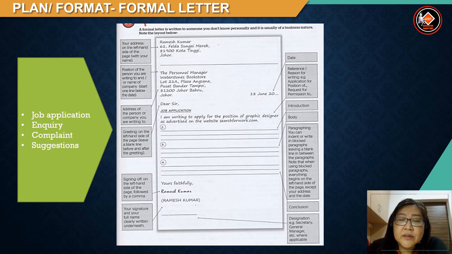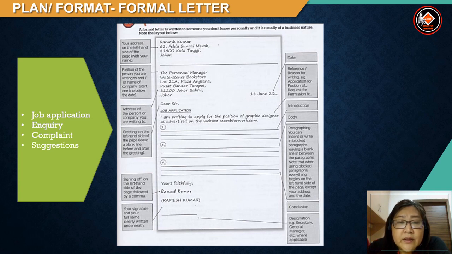or the recipient, such as the personal manager, and then the address. Waterstones Bookstore, Lot 21A, Plaza Angsana, Pusat Bandar Tampoy, 81200, Johor Bahru, Johor. And then don't forget, on the right hand side, you have to write the date, 18 June, for example, 2020.